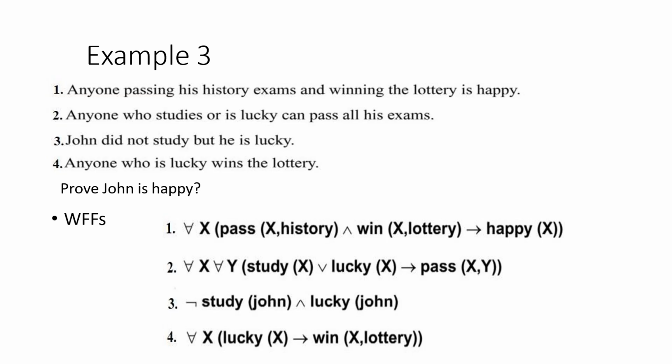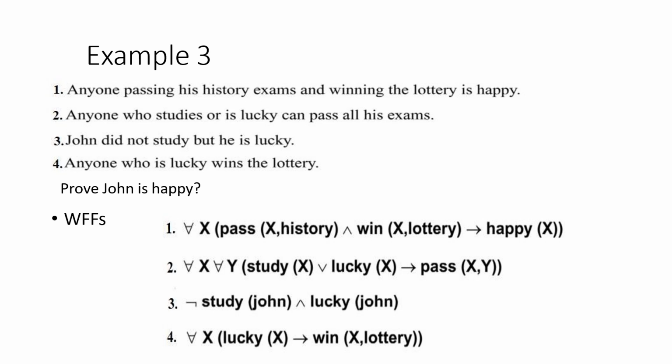So here we have a list of facts. Anyone passing his history exam and winning the lottery is happy. Anyone who studies or is lucky can pass all his exams. John did not study, but he is lucky. Anyone who is lucky wins the lottery, and we have to prove John is happy. So first we have to convert this into first order predicate logic.